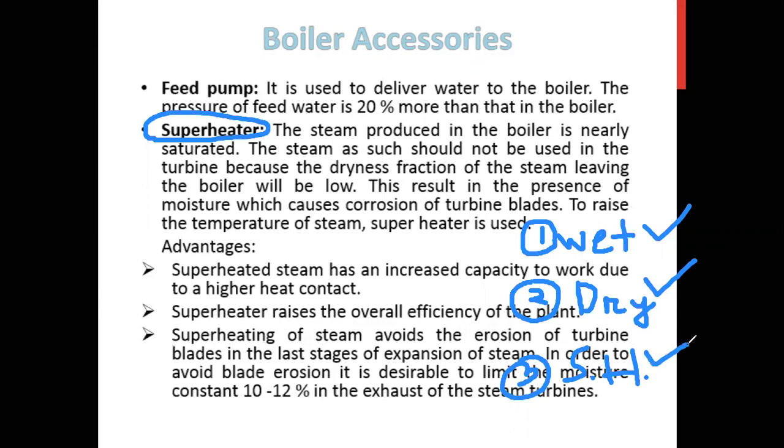So superheated is the third category of steam, whose temperature is much higher. So what is a superheater? A superheater is used to make steam superheated. As I already told, there are three types of steam: wet steam, dry steam, and superheated steam. To make superheated steam, the superheater is used. It is a heat chamber where the steam is given much more heat, so it becomes superheated steam.